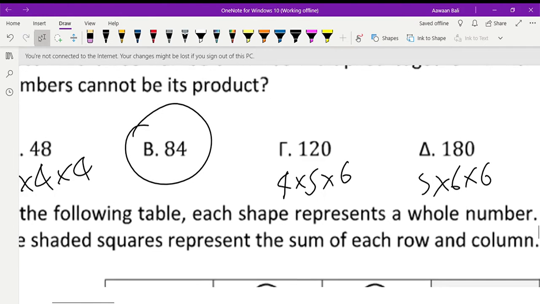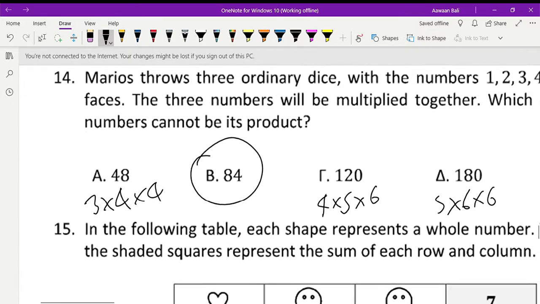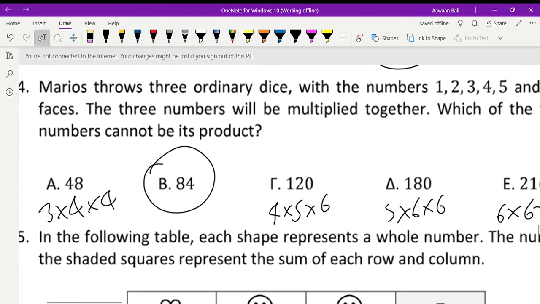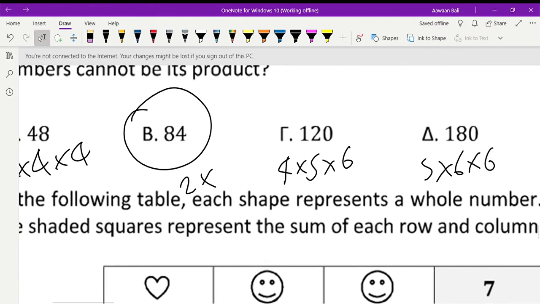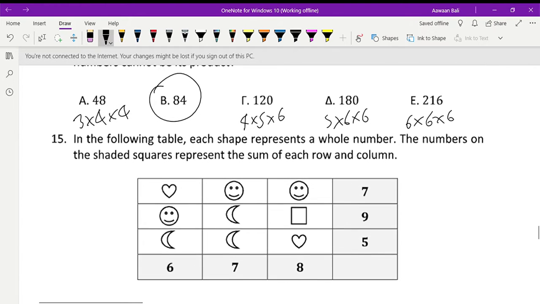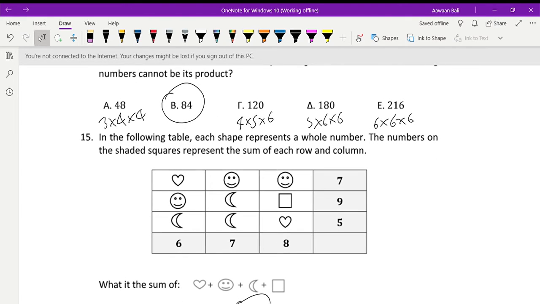However, 84 is divisible by 12, but it's 12 times 7. Since if you say 6 times 2, that's 12, but there is no 7 on a six-sided die. So basically, you can't approach it like that. And if you just do times 2, that's 42, and you can't get 6 times 7 again. And so therefore, you can say beta, 84 is impossible no matter which way you try it. So it cannot be a product.